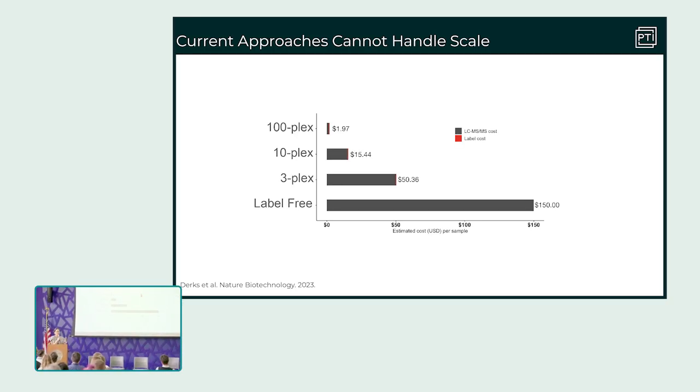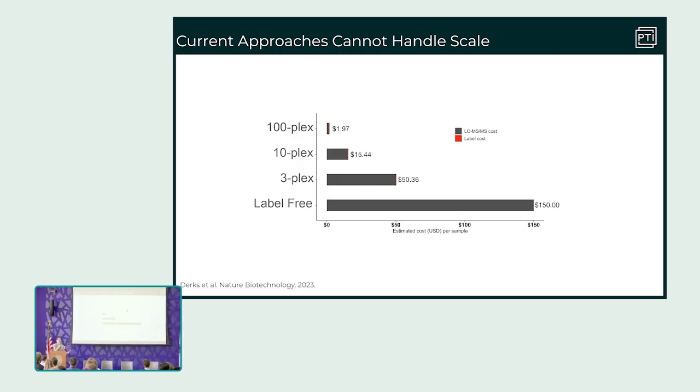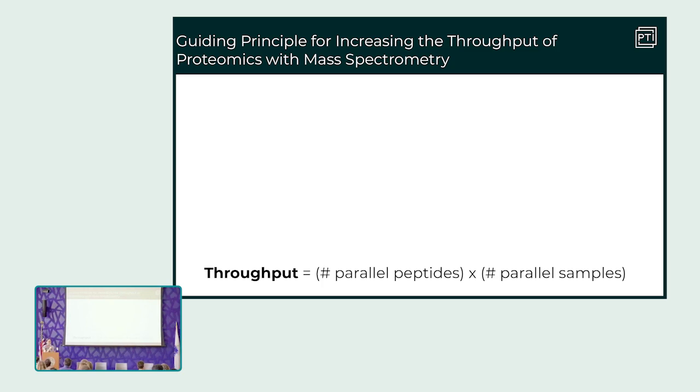If we introduce approaches where we can plex samples together, or take different samples, chemically label or barcode them, combine them, and run them together on the LC-MS, you can see how the cost per sample and the time would decrease, allowing us to speed up biological analysis. At PTI, we're really interested in technologies that will allow us to increase the throughput of proteomics with mass spectrometry.